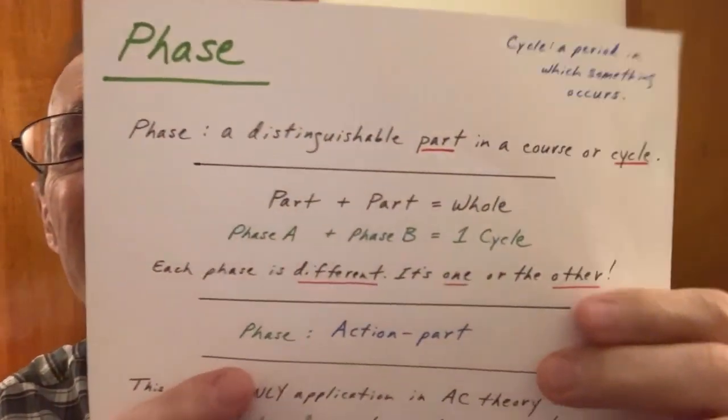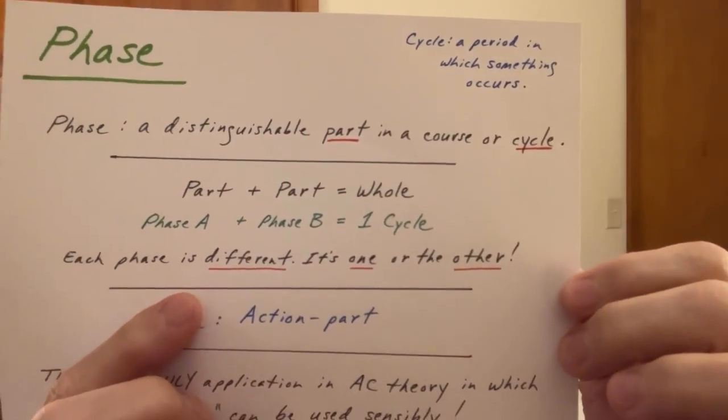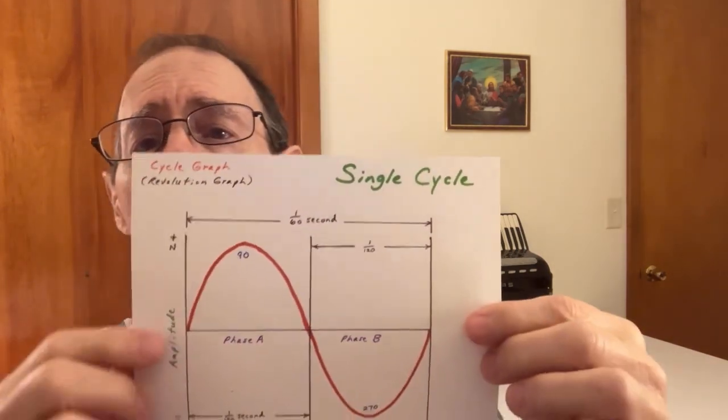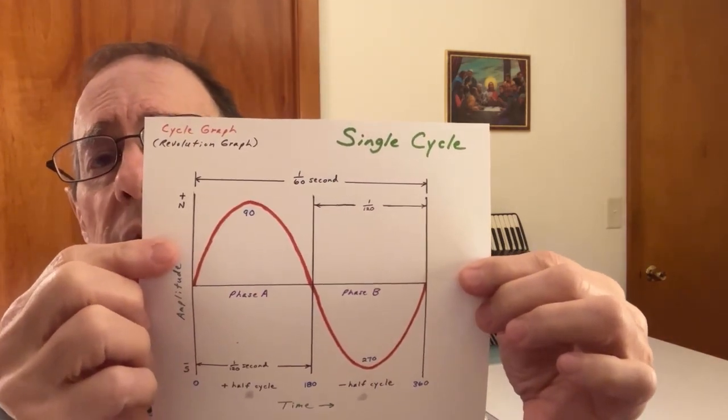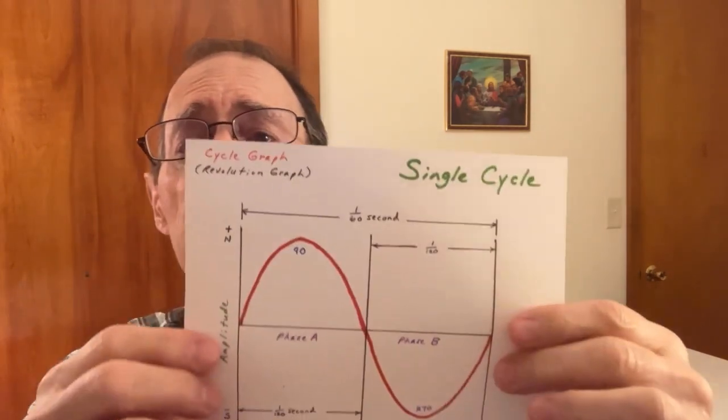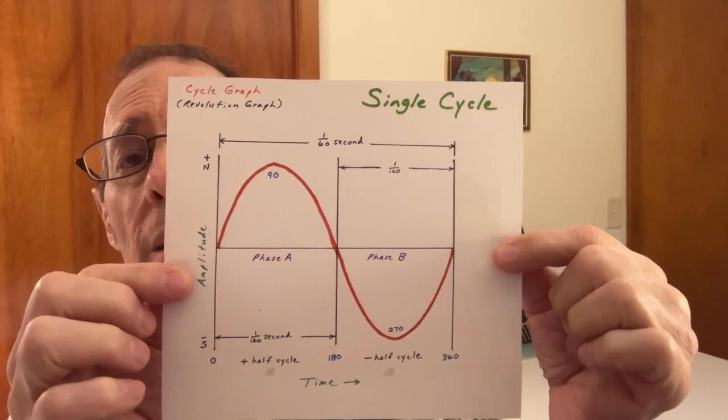So you have two parts and they make a whole, or you could say you have phase A plus phase B equals one cycle. The key thing is each phase is different. When you're talking about a phase in single cycle, it's one or the other. They are not the same, right? So in AC theory, technically, the only application in which the term phase could be used sensibly would be with single cycle service, all right?